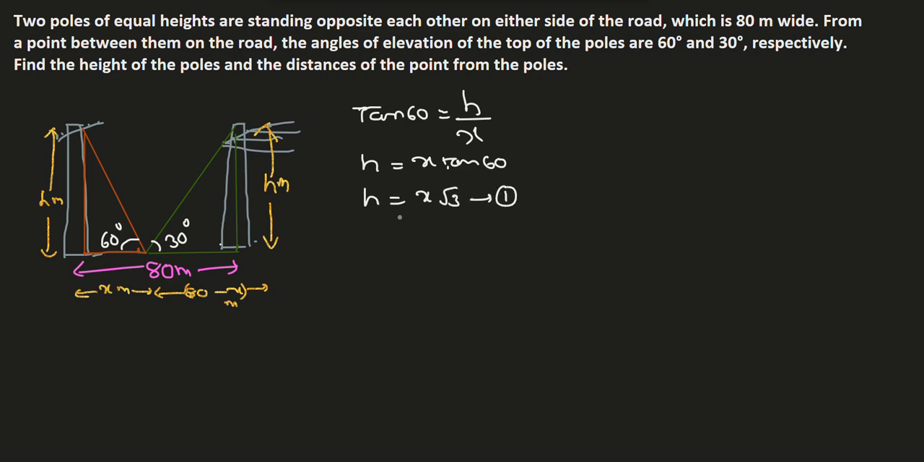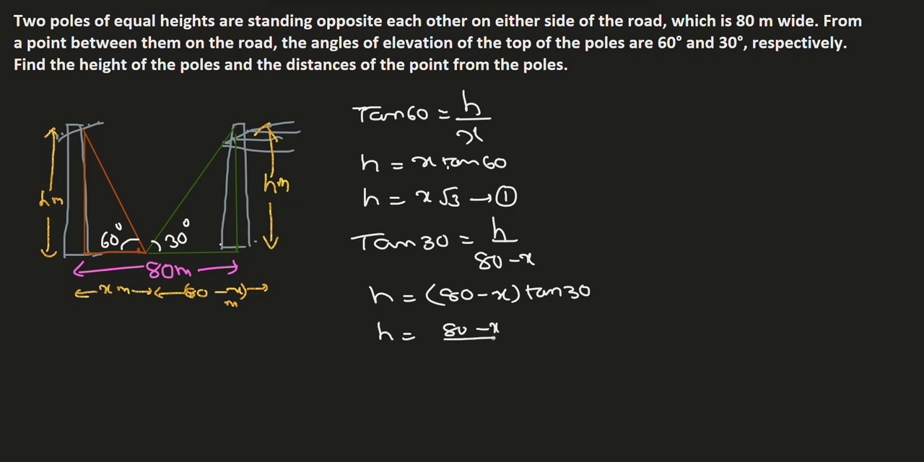That is the first equation. In the same way, from the green triangle, tan 30 is equal to h by this part, which is 80 minus x. Then h will be 80 minus x into tan 30. What is tan 30? 1 by root 3. Therefore, h is equal to 80 minus x by root 3. This is the second equation.